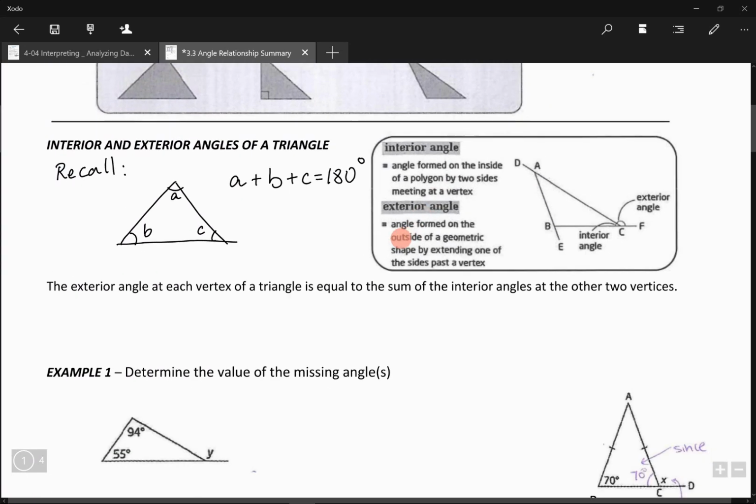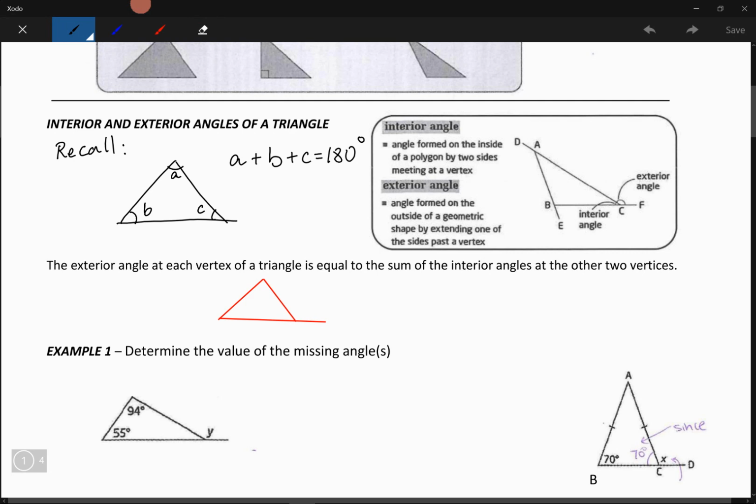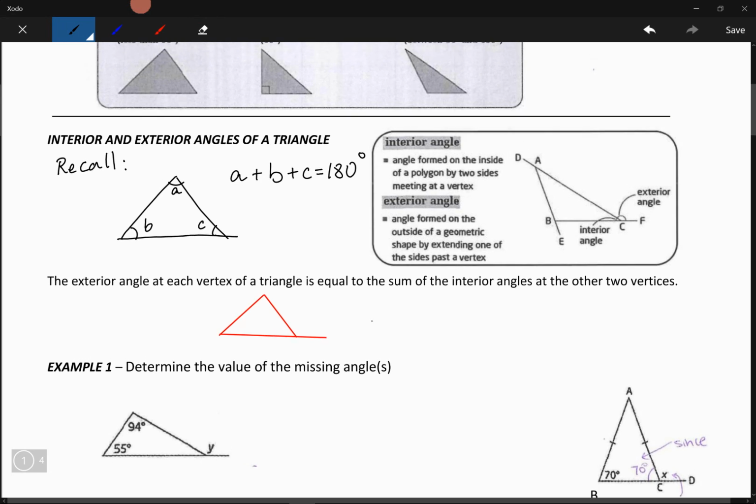Now, there's a special property of triangles: the exterior angle at each vertex of a triangle is equal to the sum of the interior angles at the other two vertices. Okay, so what does that mean? Well, if I have a triangle, let's draw one right here. I'm going to extend one side past its vertex, and label this triangle. Let's zoom in a little bit here.